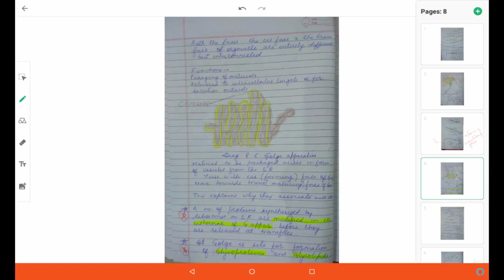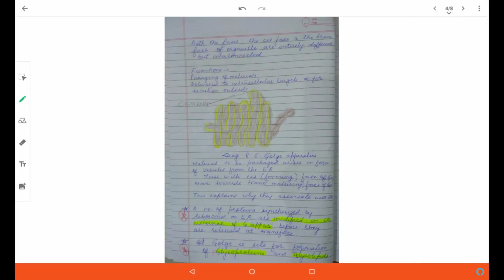The function of Golgi is packaging of materials and delivering them to their target, whether the target may be intracellular or it may be outside the cell. This is the diagram of Golgi apparatus. These are the cisternae present, arranged parallelly.